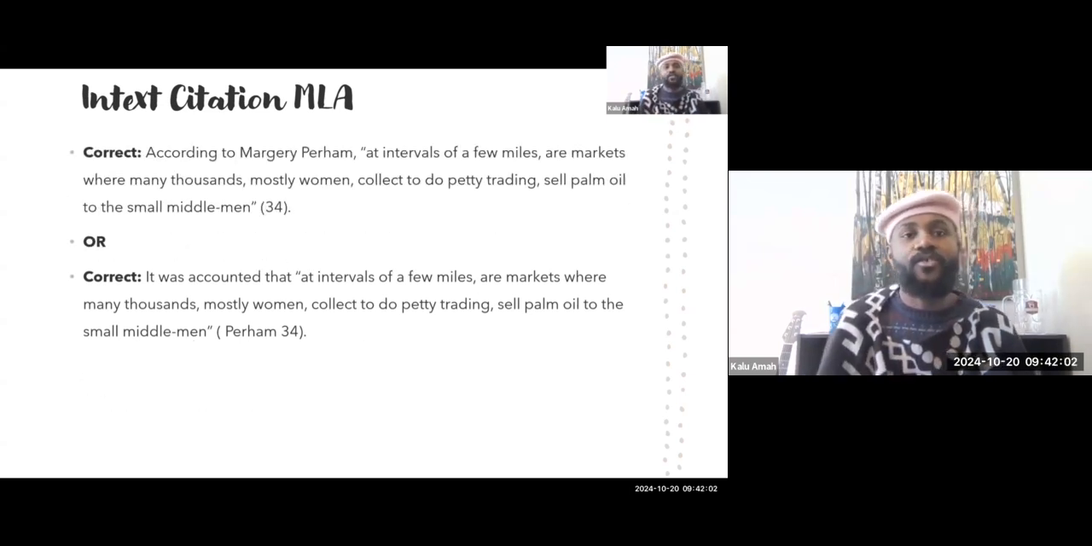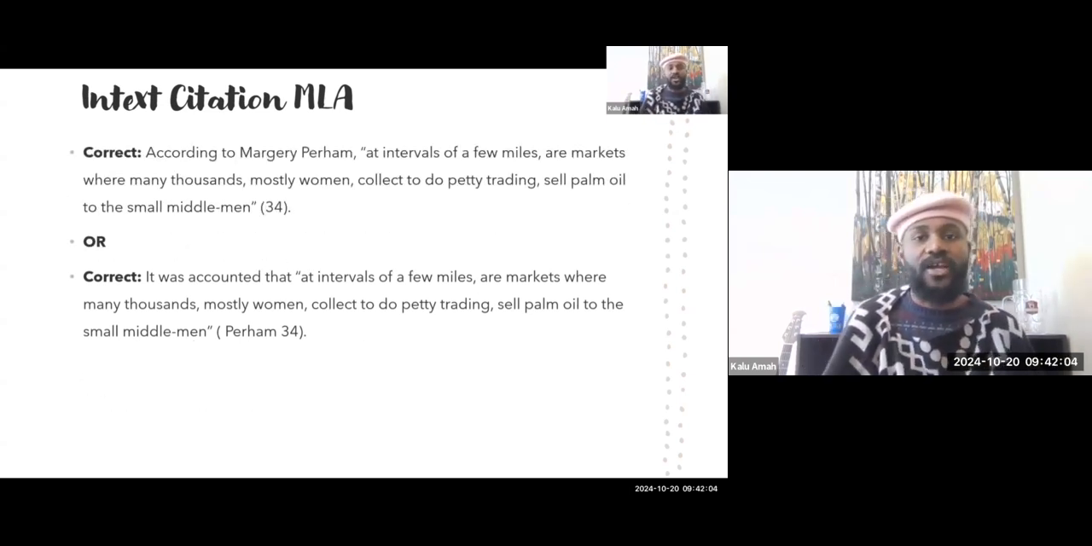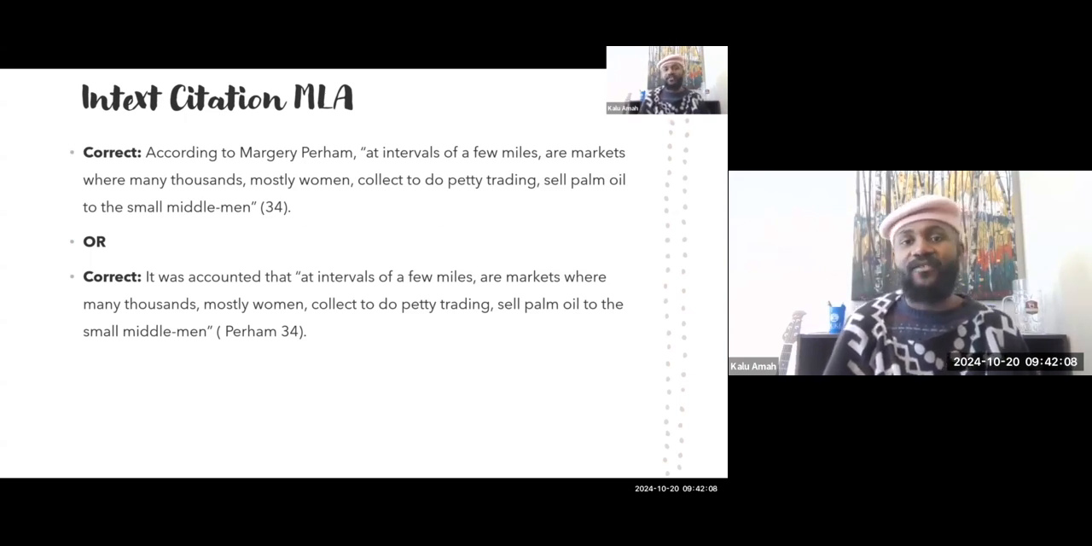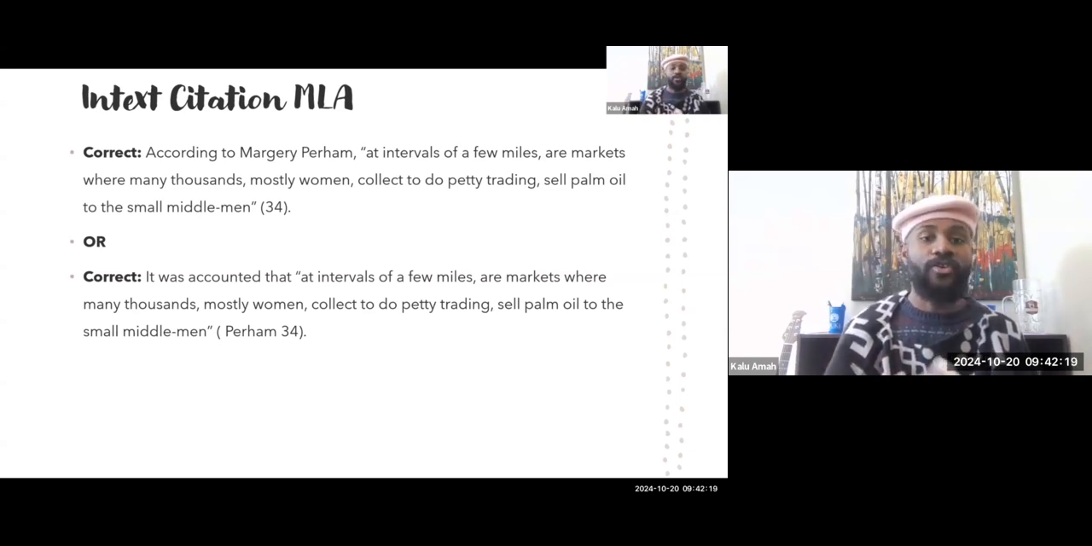Okay, I have this here. So this is the correct way to put an MLA in-text citation. According to Margaret Perham, at intervals, at the end, you have to put the year. I think I addressed this when I was talking about the previous example. So there is no need of repeating Perham or putting the year. Or you can do it this way.